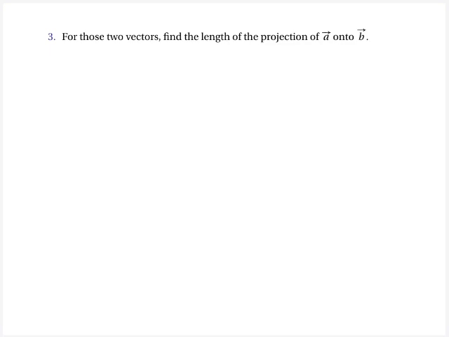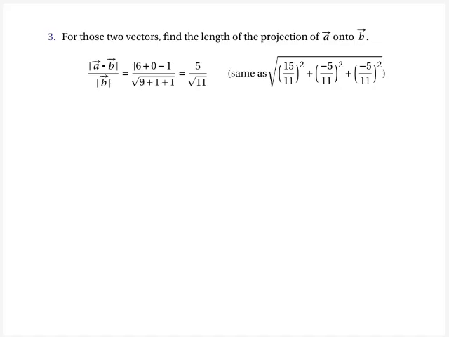Okay, so for the two vectors from the prior slide, find the length of the projection of A onto B. And it's just a question of applying the formula. You take the absolute value. So there's a little bit of typing here. This is the absolute value, and this is the length. The absolute value of A dot B divided by the length of B, and the calculation just gives you 5 over radical 11. Okay, you could also have done the calculation by finding the length of the projection vector. That's fine. You got the same answer that way. That's fine too.